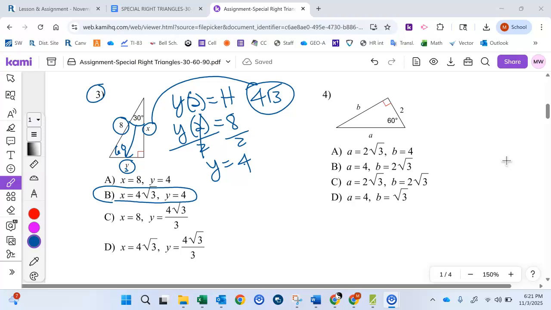Now, we don't see 30, do we? But we've got to remember, this is 90. So the other two together are going to equal 90 degrees, right? So if we got 60, the other one has to be the 30, okay?